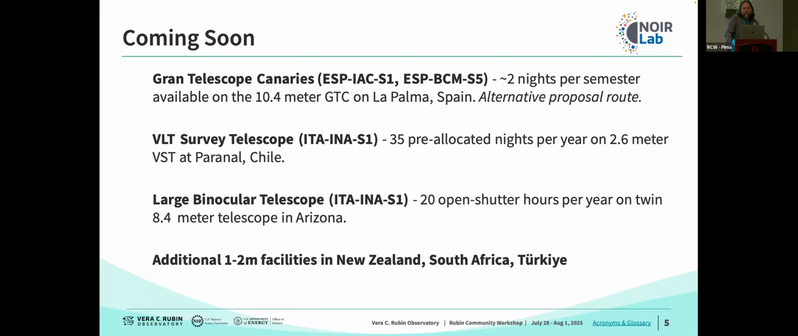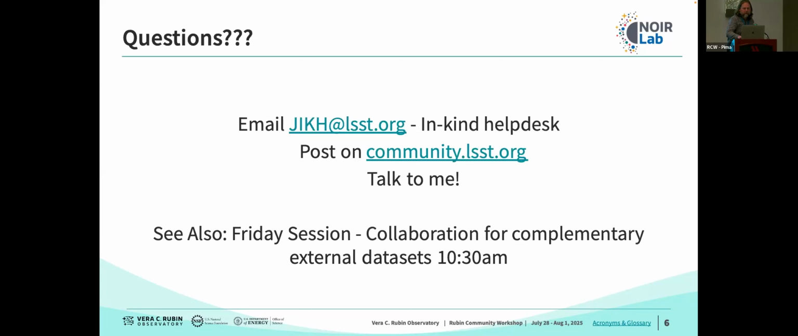And then a number of additional 1 to 2 meter telescope facilities in New Zealand, South Africa, Turkey. These will be really great, longitudinally placed, and hopefully we can get them involved in the AEON network so that you'll be able to cover almost at any given time, have a facility that is able to observe your targets. So we're managing these. More is coming. It's very exciting. If you have questions, you can talk to me.